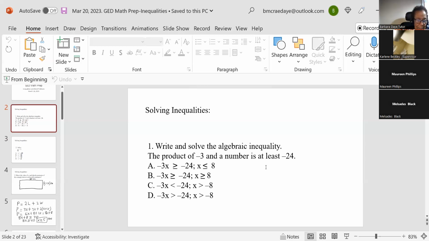The product of -3 and a number, at least... I could be wrong. When you say product, that's multiplication, right? And the number here is X, the variable X. So which one would you say is correct? A, B, C, or D? Okay.